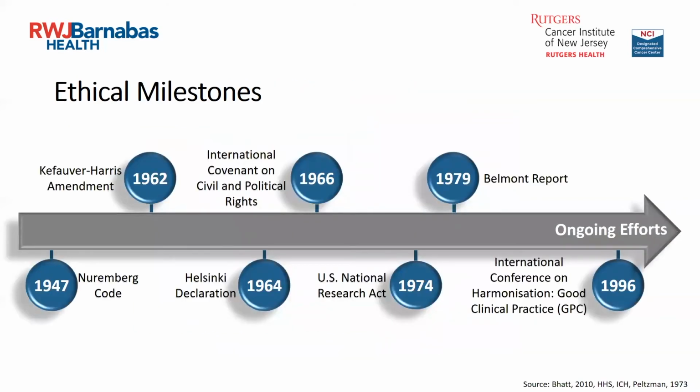As we move through history, and as you saw in the previous slide, there were serious problems with the way people were being treated in medical studies. In 1947, the Nuremberg Code gave us informed consent, which we'll also talk about shortly. That was as a result of the atrocities committed by Nazis during World War II.